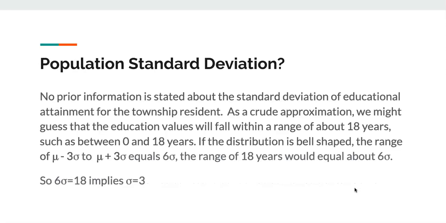But let's talk about that population standard deviation in this slide. No prior information is stated about the standard deviation of educational attainment for the township residents. As a crude approximation, we're just going to make a wild guess. We might guess that the education values fall within a range of about 18 years, such as between 0 years for somebody who never went to school to 18 years.